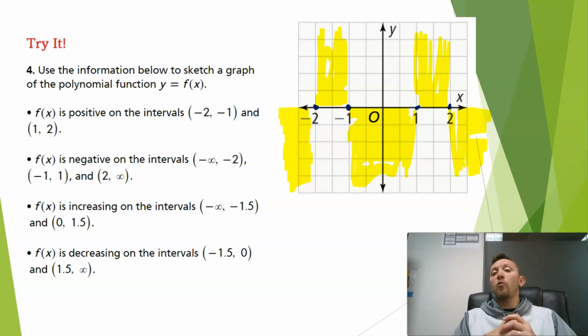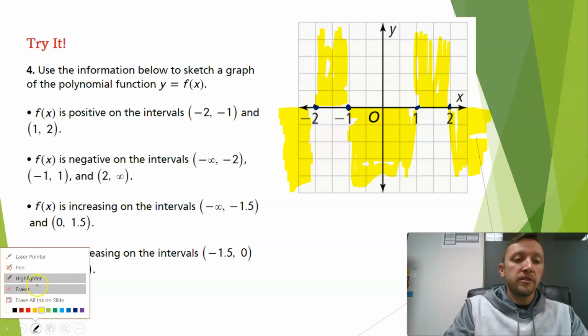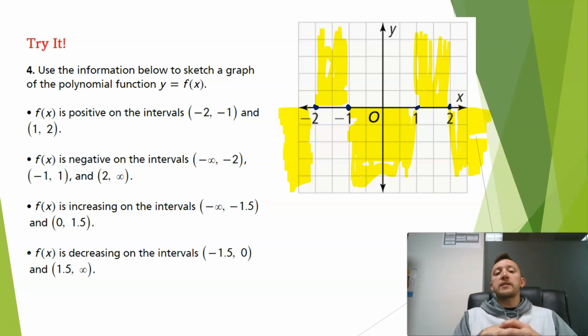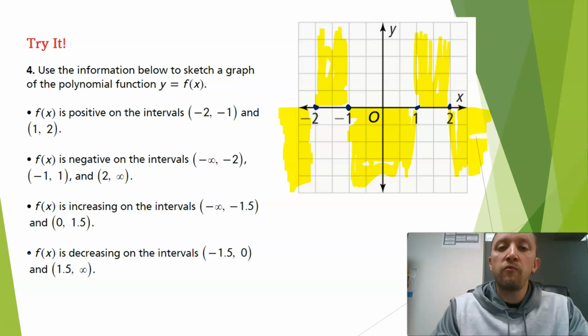Okay, next we're going to figure out where it changes direction. Let me just change pens here. It says that it's going to be increasing on the intervals from -infinity to -1.5 and from 0 to 1.5. Okay, so it's increasing on those intervals. So from -infinity to -1.5.